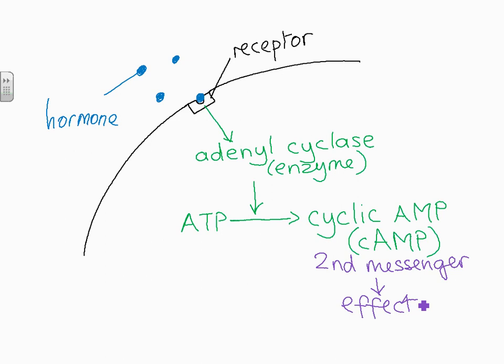No involvement of the nucleus or the DNA. We've not got anything deep going on there. It's not affecting the genes that are expressed or anything like that. But we've got a chemical switch being thrown, where the hormone triggers the production of an enzyme. The enzyme triggers the production of the second messenger. The second messenger has the effect. So that's our peptide hormones.